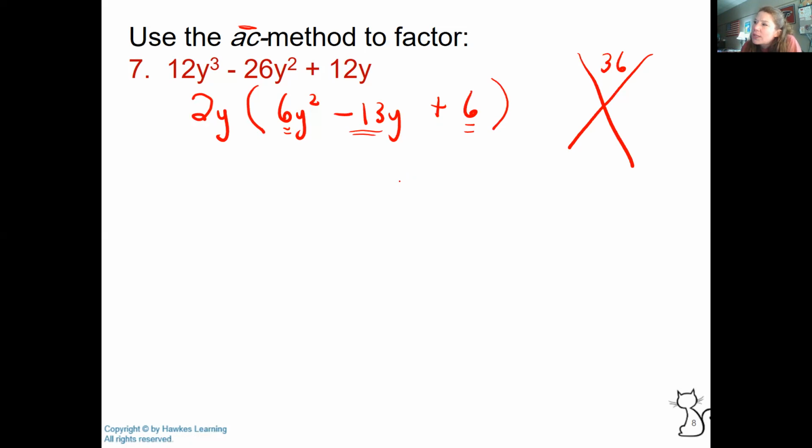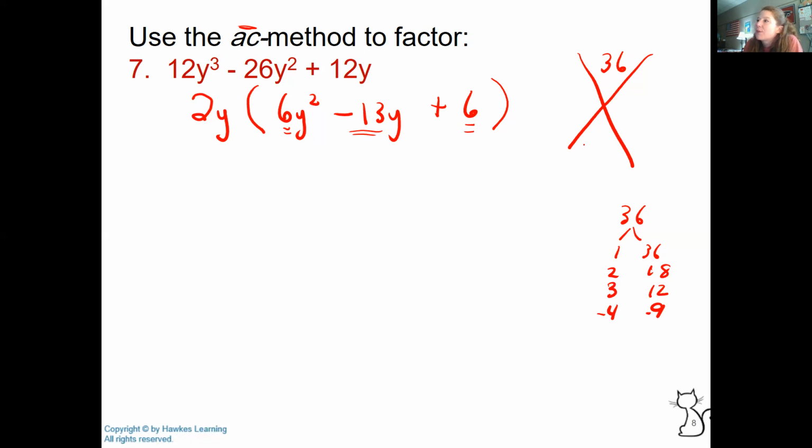Okay, so let's think of our factors of 36. We have 1 and 36. We have 2 and 18. We have 3 and 12, right? We have 4 and 9, sorry, 4 and 9. All right, so is there any way we can manipulate any of these numbers so that when we multiply, we get positive 36, but then when we add them, we get negative 13? Well, these are the two that will give us negative 13 if we add them, and if we multiply two negatives, we get a positive.